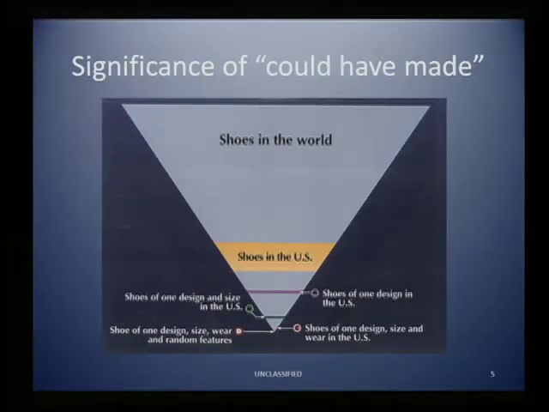So that takes into consideration all of those shoes out in the world, and then just the ones that are used or bought in the United States: 2.4 billion pairs. So if you go further down the triangle to the shoes of one design in the US, even if you were to just start with one brand and go with Nike, how many different types of Nike shoes do you think they produce?